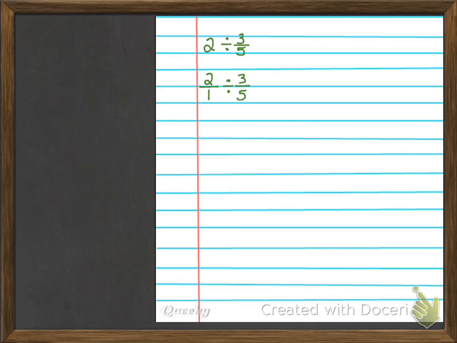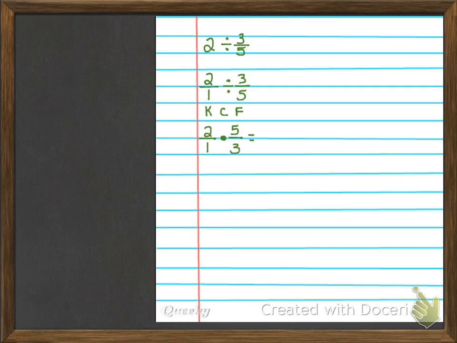Now, I don't want to combine too many steps in one row because you tend to forget things. So now we're going to keep it, change it, and flip it. So we have our KCF. We're going to keep our first fraction so it reads 2 over 1. We're going to change our division sign to a multiplication symbol. I'm using the multiplication dot on this one. And we're going to flip 3/5 so that it says 5/3.